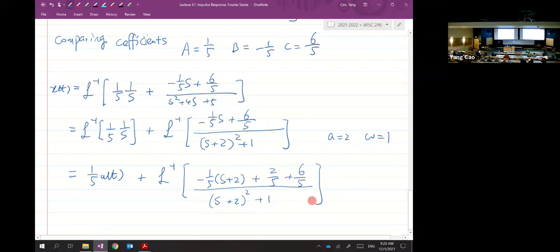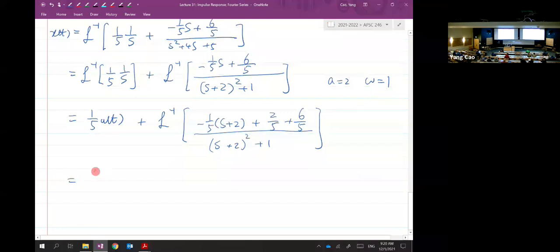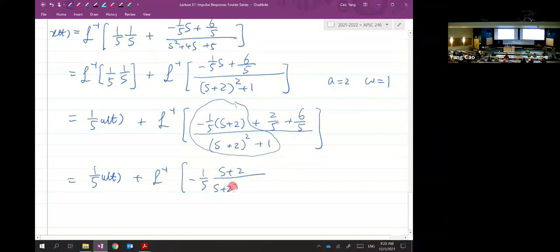Is that clear? All right, so now we're inching further. You look at this term over the denominator. That's one fraction: -1/5 times (s + 2) over (s + 2) squared plus 1. So this is exactly what's in the table. How about the next term here? This is 2/5 plus 6/5, which is 8/5, times 1 over (s + 2) squared plus 1.